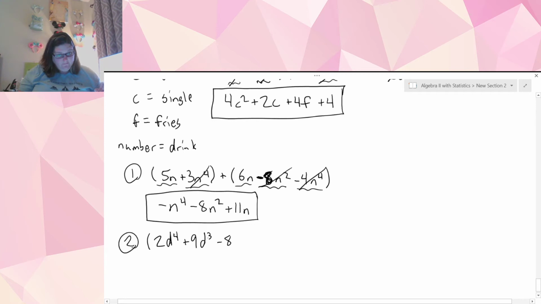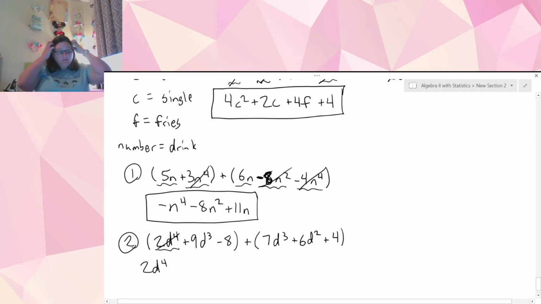So I have 2d to the fourth plus 9d to the third minus 8 plus 7d to the third plus 6d to the second plus 4. Okay, so again, we start with our highest degree. So my highest exponent that I have is 4. So we write 2d to the fourth because there's nothing else to combine it with.